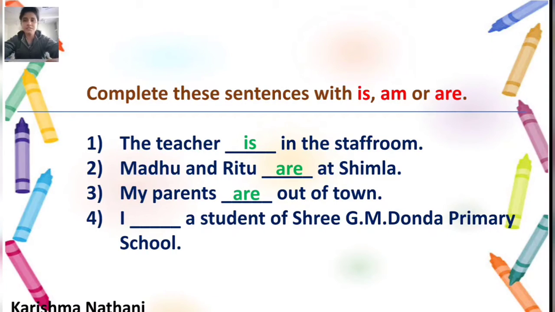I dash a student of Sri GM Nonda Primary School. I, in present tense, I always comes with am, and as we know, in the instruction we can see we have to use is, am or are only. So I comes with am. I am a student of Sri GM Nonda Primary School.